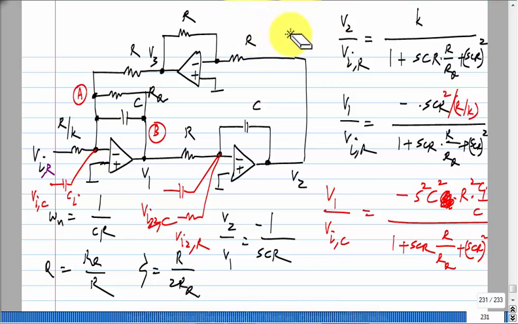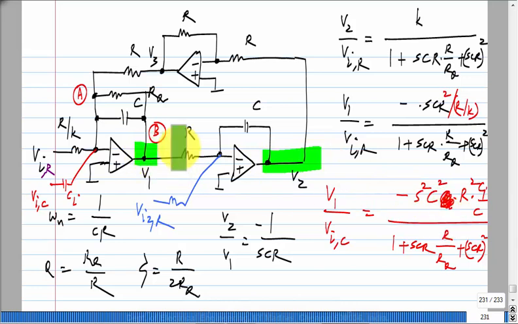So, what do you expect to get if I apply an input here, what function do you think V2 will be? What will be V1? You can calculate it later, but please do calculate it, but what do you think you will get? What do you think the denominator polynomial will be for the transfer function? It won't change, it will be the same. So, now you have to guess the numerator.